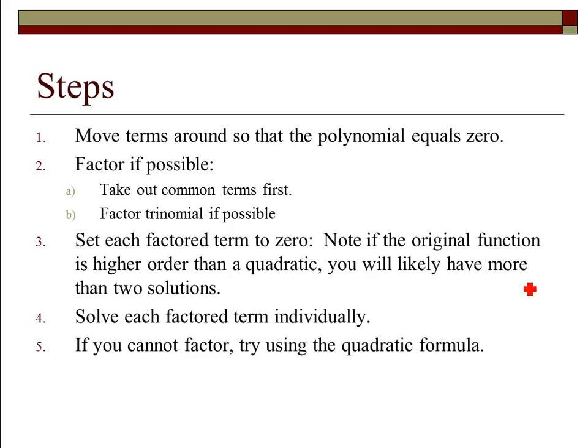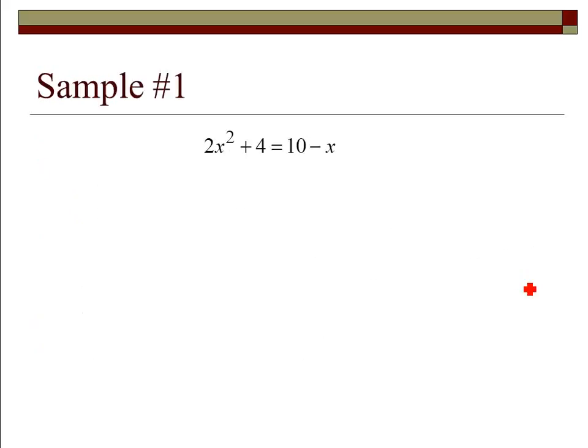Then after you go through, you set them equal to zero. You're going to solve each one individually. And again, if you can't factor, try using the quadratic formula. So let's go through some examples. So we have a quadratic, and what makes this different than the factoring problems is we have an equal sign. So in order to solve this, we need to move all the quantities to one side.